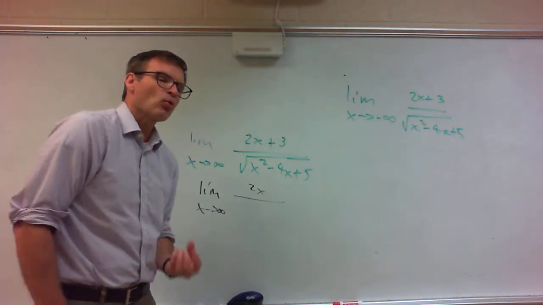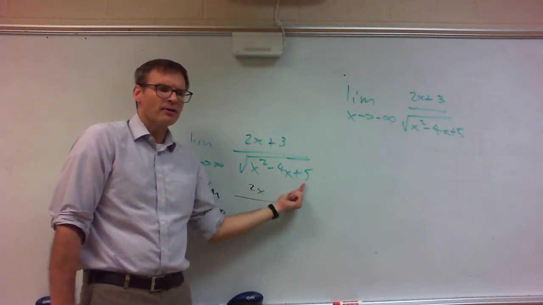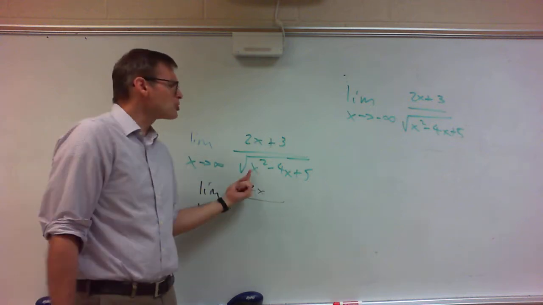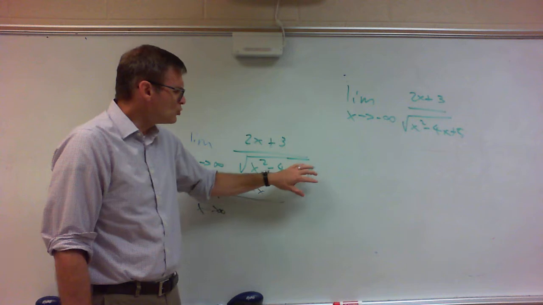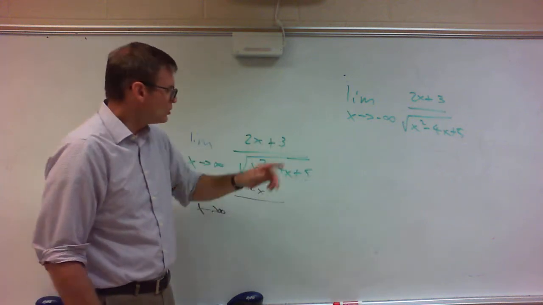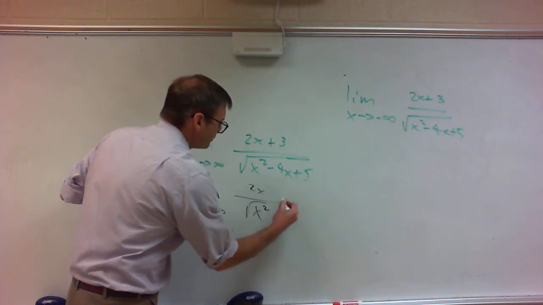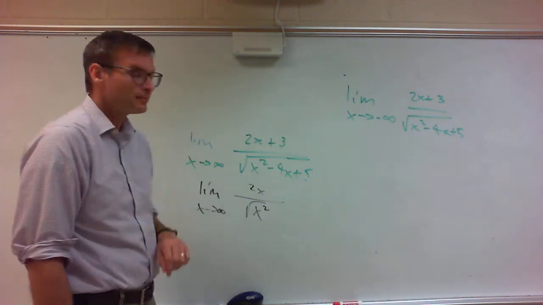What doesn't matter? What goes away, right? When x is huge, 5 doesn't matter. Same thing, when x is huge, a big number squared is way bigger than just 4 times a number. So when x is huge, this stuff goes away. And so what I'm left with is the square root of x squared, because when x gets huge, stuff goes away.